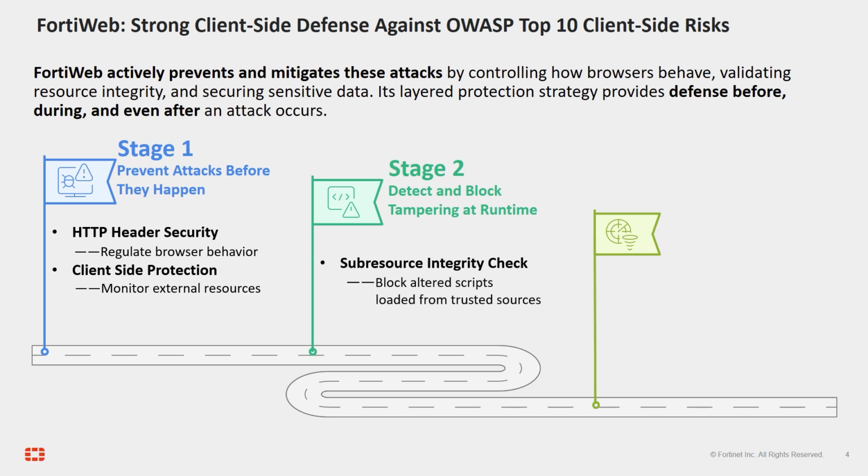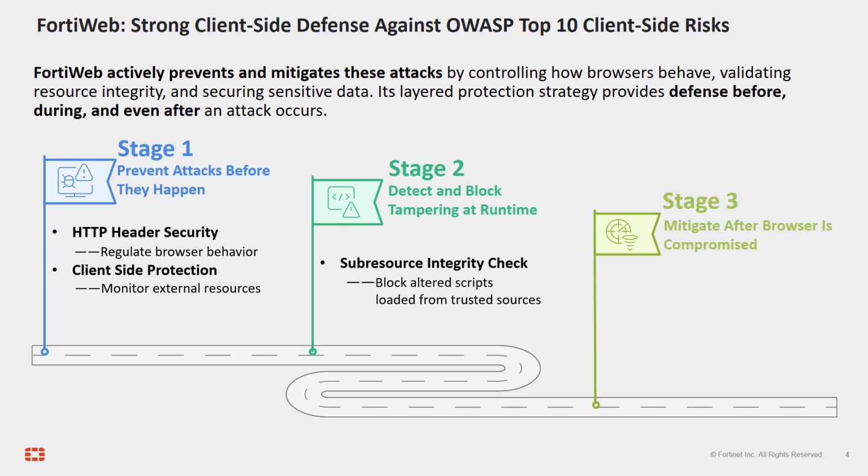FortiWeb's Subresource Integrity check validates externally loaded JavaScript and CSS by verifying their cryptographic hashes. It effectively blocks any file that has been altered, such as those modified by a compromised CDN or attacker-injected payload. If the file's hash doesn't match the expected value, it is prevented from executing.